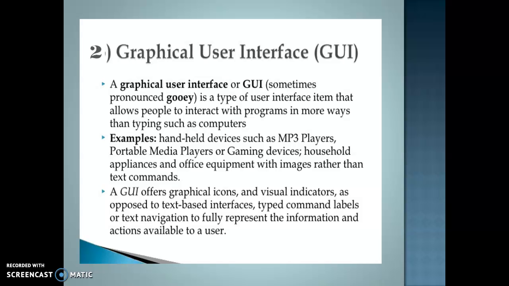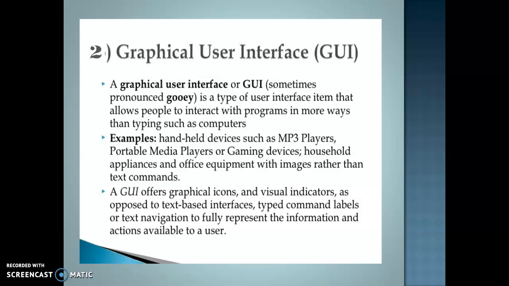Now, GUI. A graphical user interface, or GUI, pronounced "gooey", is a type of user interface item that allows people to interact with programs in more ways than typing, such as computers. For example, handheld devices such as MP3 players, portable media players, or gaming devices, household appliances, and office equipment with images rather than text commands.